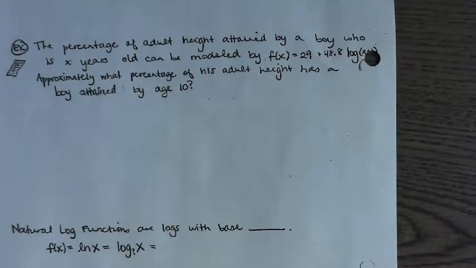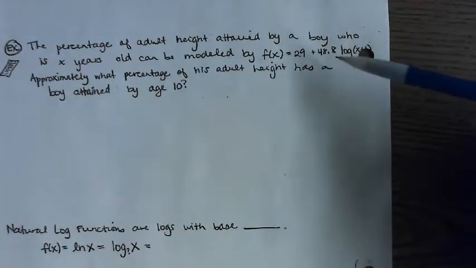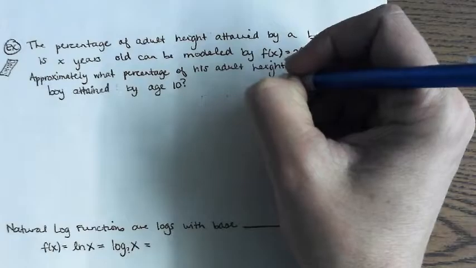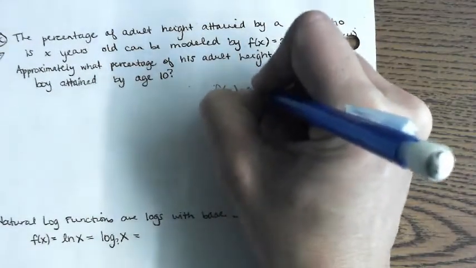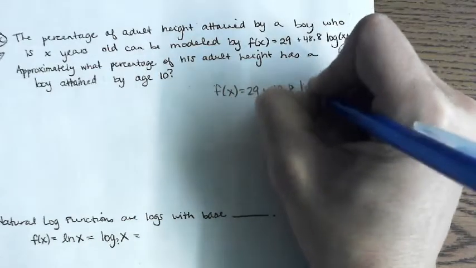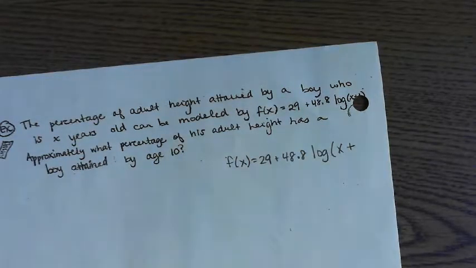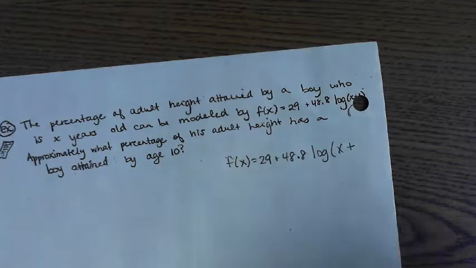What do we have here? The percentage of adult height attained by a boy who is X years old can be modeled by, well, this will be fun. This is what we're going to use to predict my 3.5-year-old's adult height. I'll let you know in 20 years if it's accurate. So, here's the function. X plus 1.